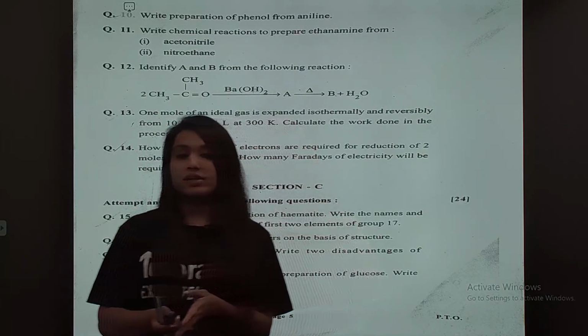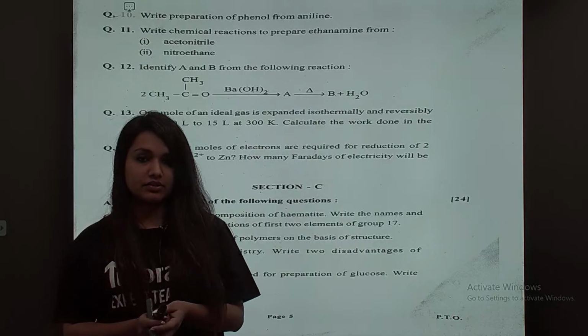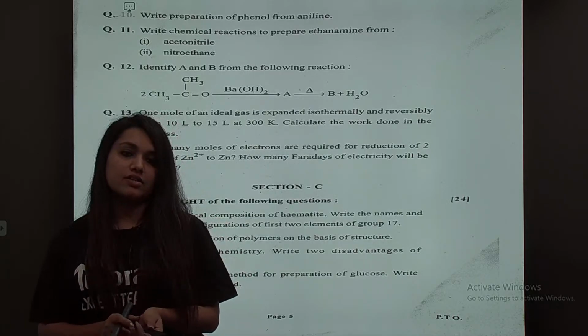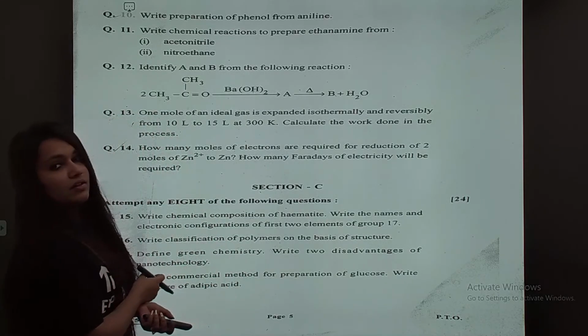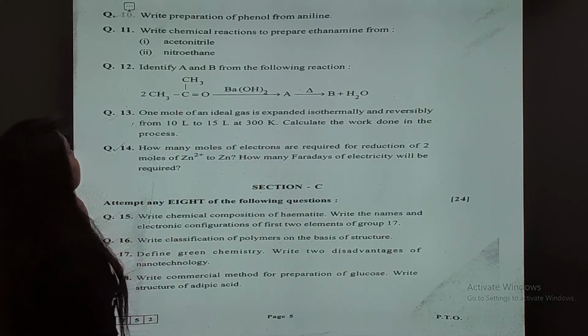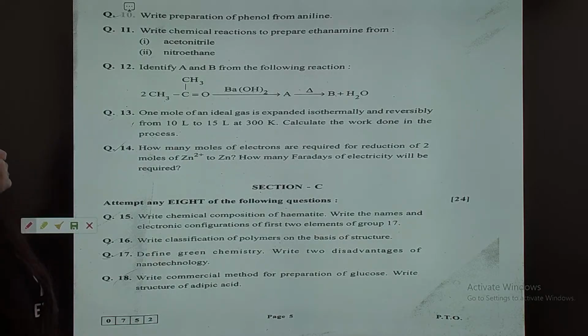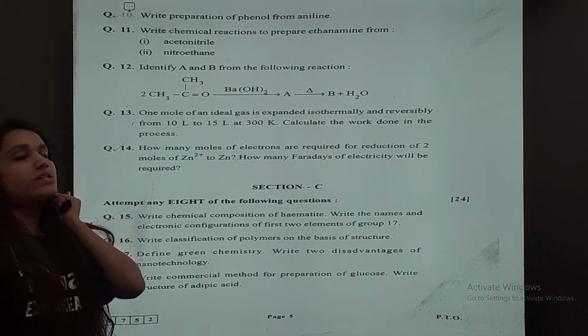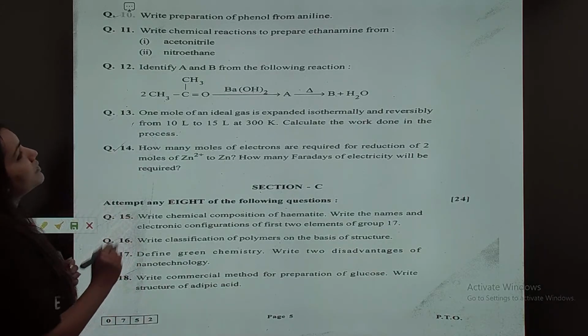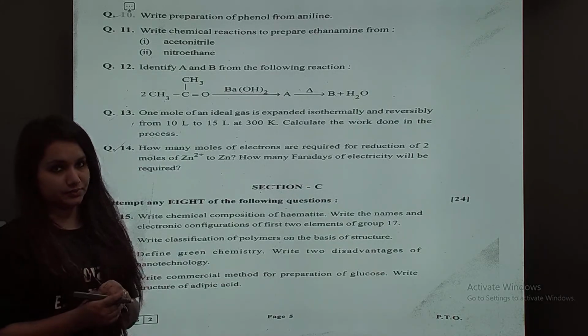If you remember, last time we completed half the chapter, and let us discuss the remaining half of the question paper. So let's start with question number 10, which is on your screen if you can see. The 10th question asks, write the preparation of phenol from aniline.